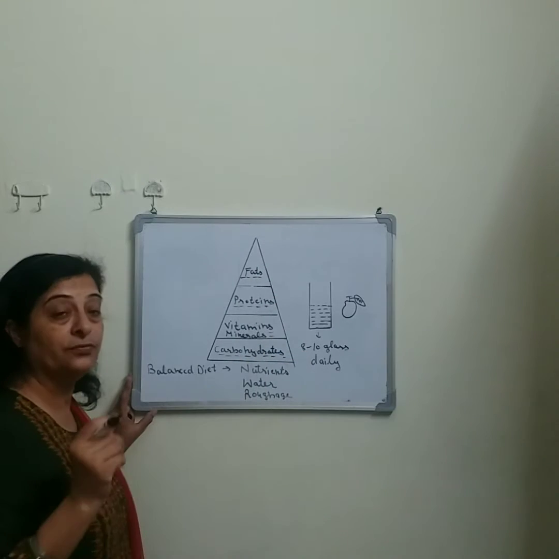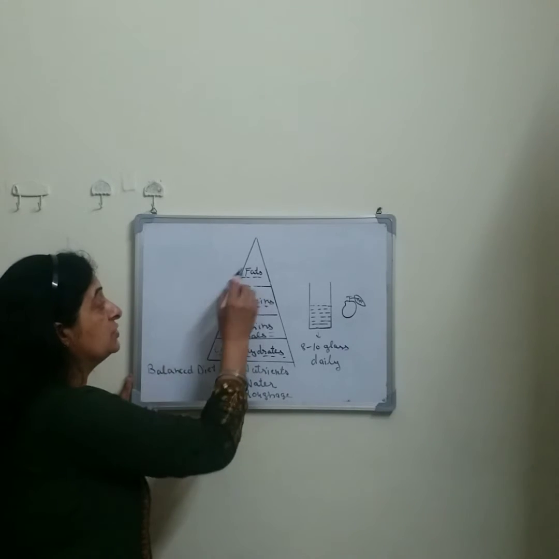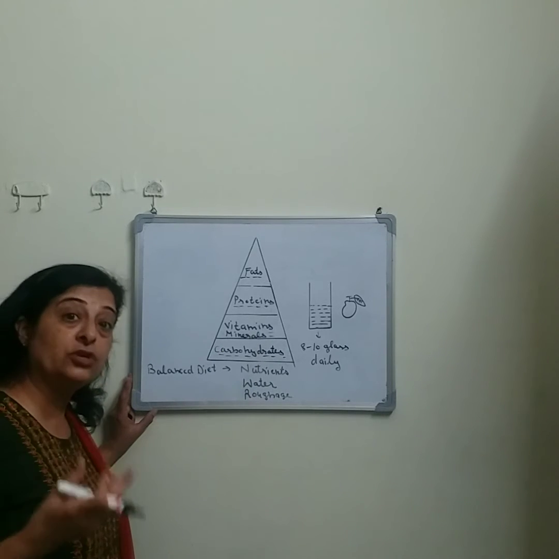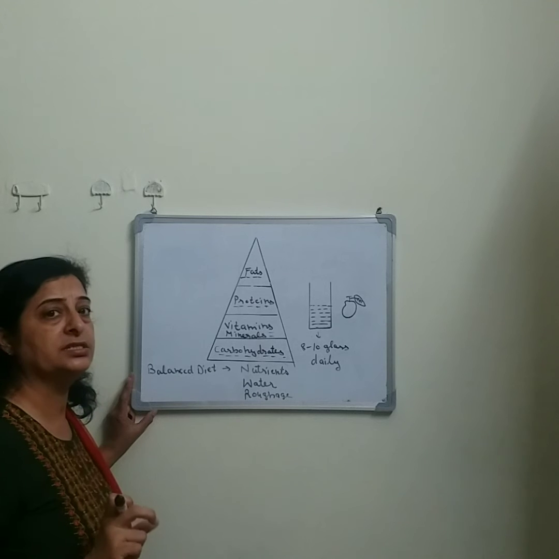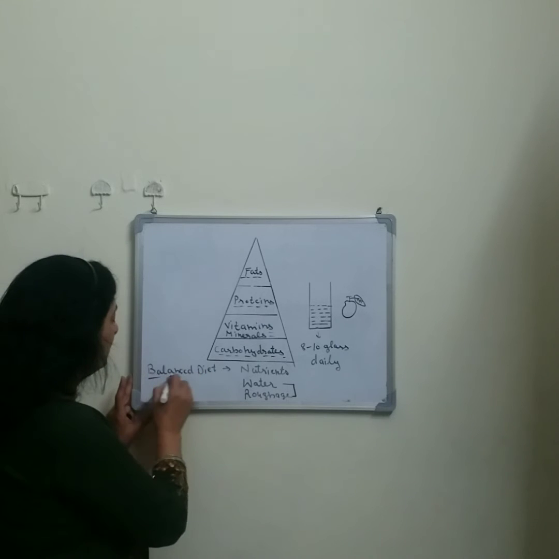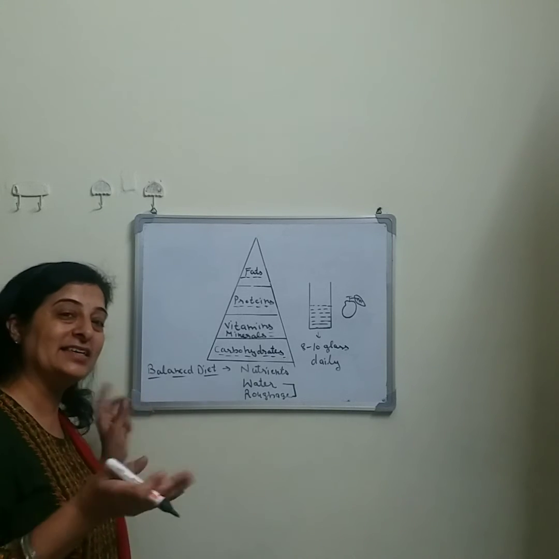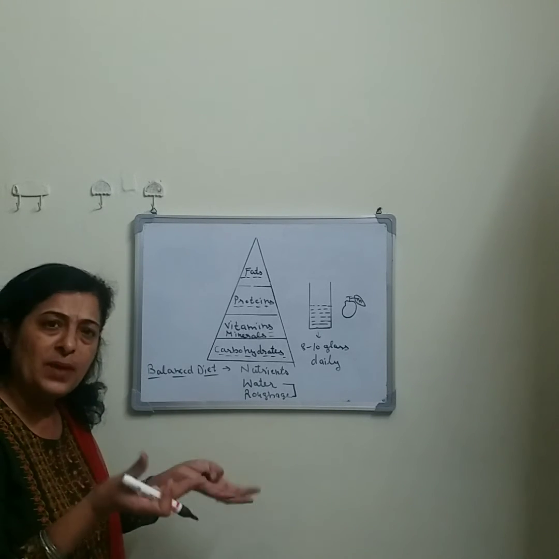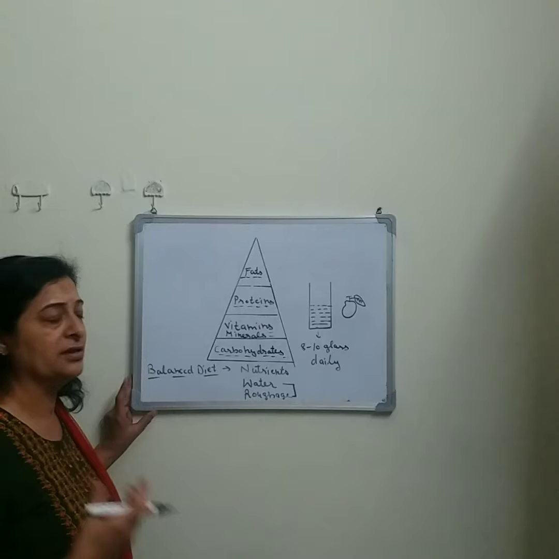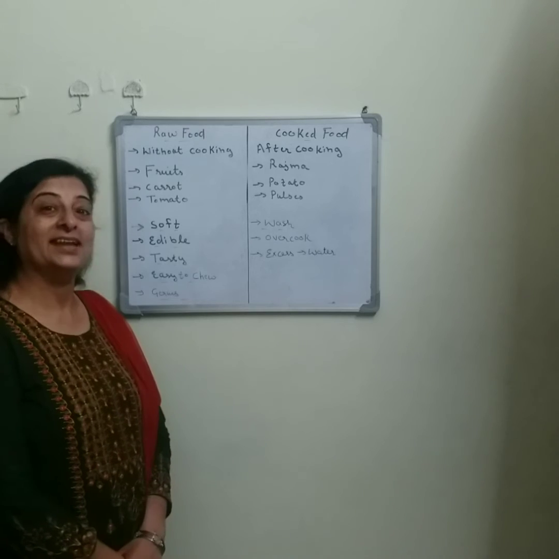So the food which contains all these nutrients, carbohydrates, fats, proteins, vitamins and minerals, in an adequate, proper quantity, along with water and roughage, this type of diet or food is known as a balanced diet. This is a balanced diet which has a balance of all the nutrients according to the need of the human being.